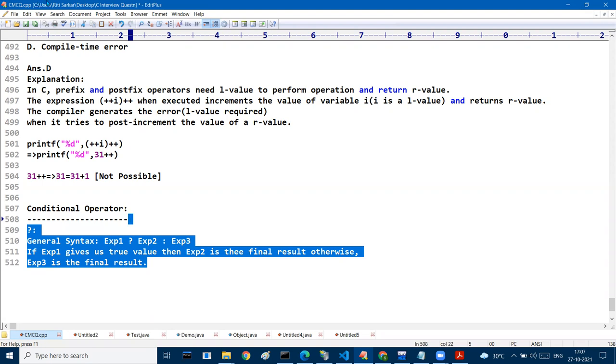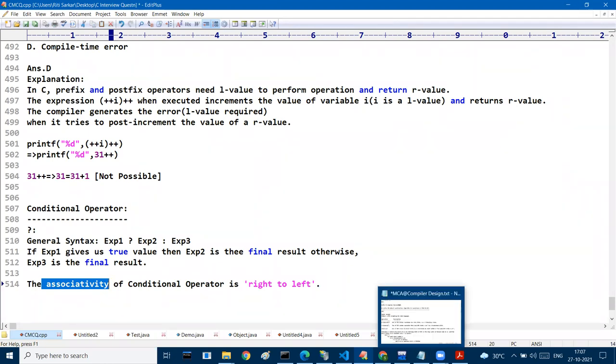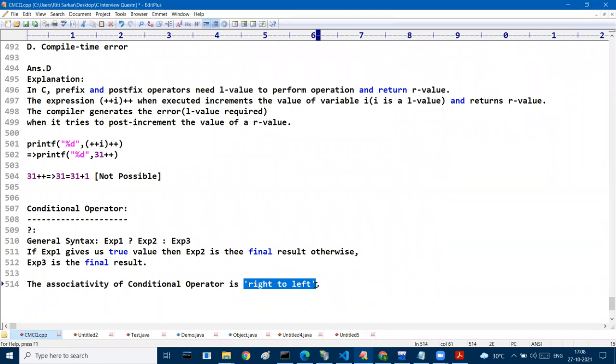Another very important feature of the conditional operator is that its associativity is right to left. What do we mean by the word associativity? In the absence of brackets, how the expression will be bracketized. That is denoted by the word associativity. Now, the associativity of the conditional operator is right to left.